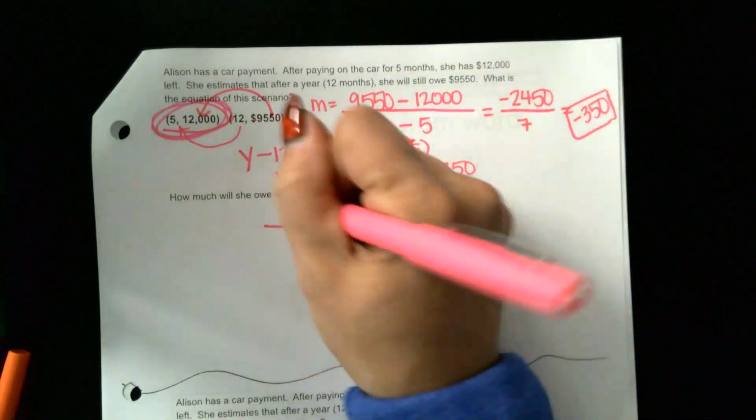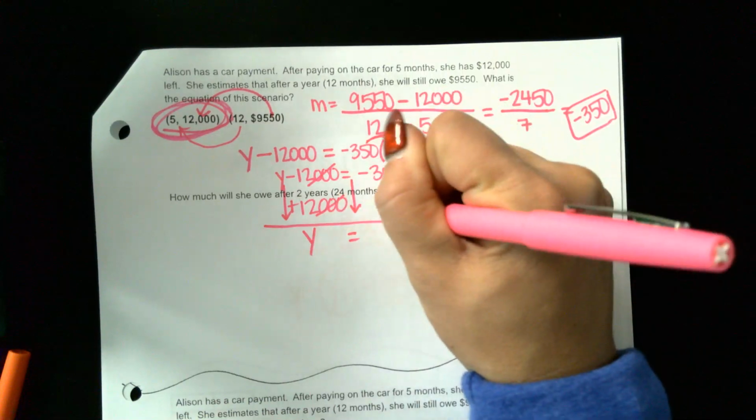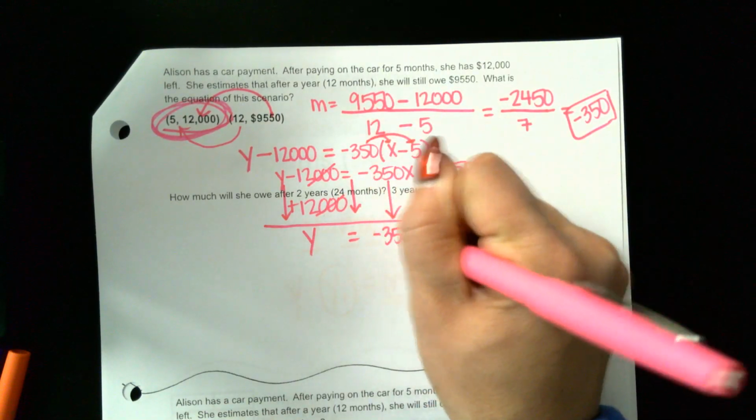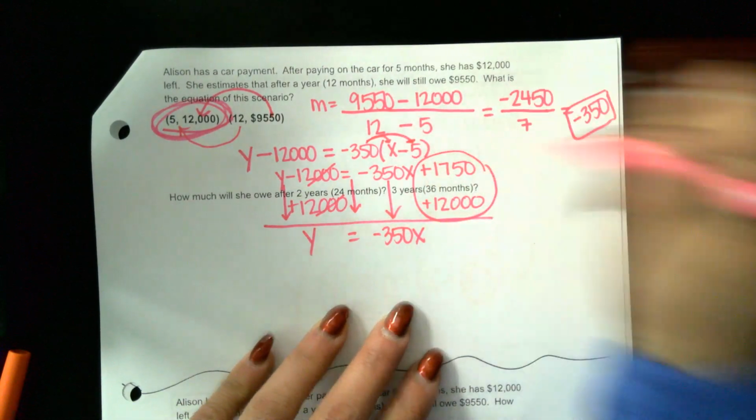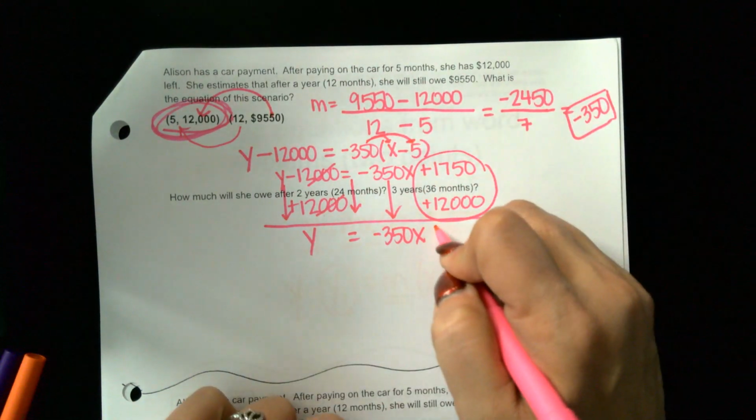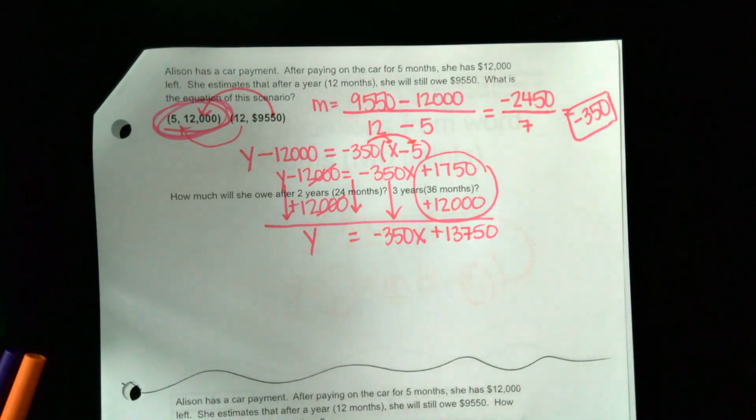So we're going to bring down this y. We're going to bring down the equals, and we're going to bring down the negative 350x. You guys have to do this addition. 13,750. Good.